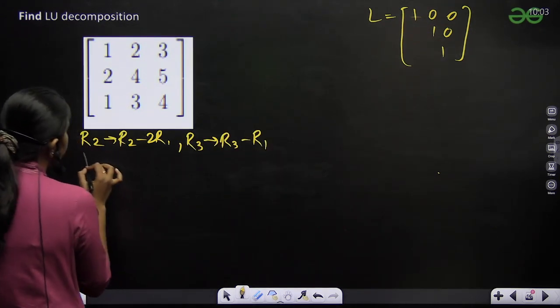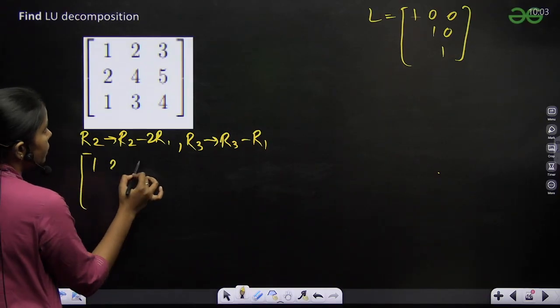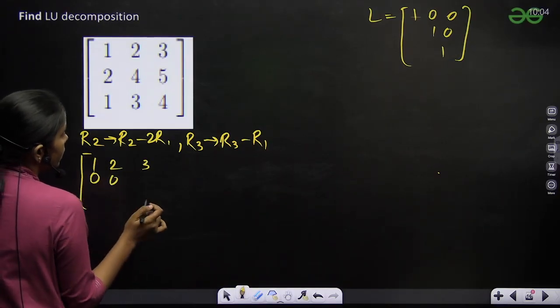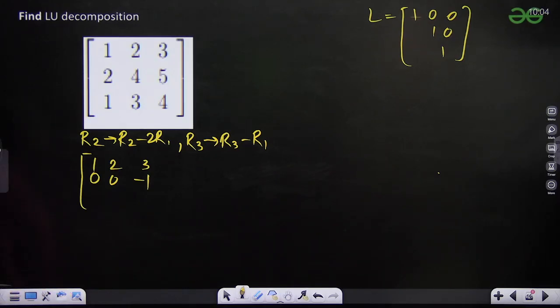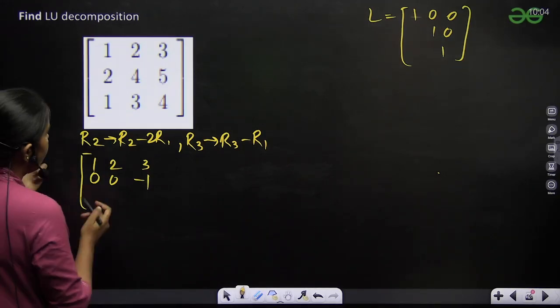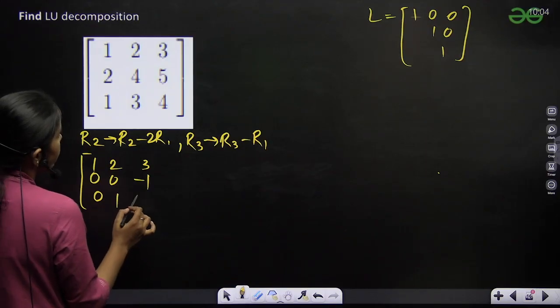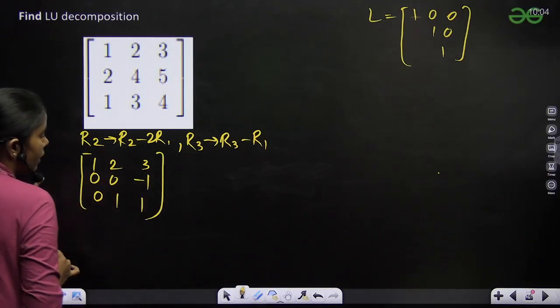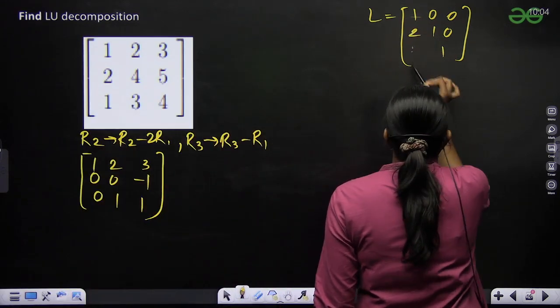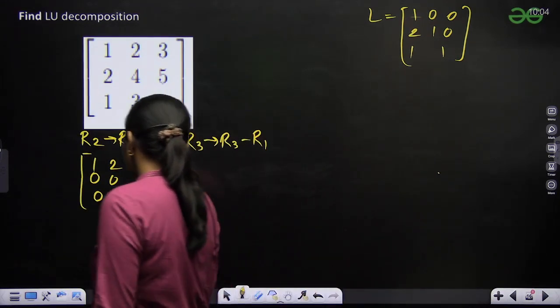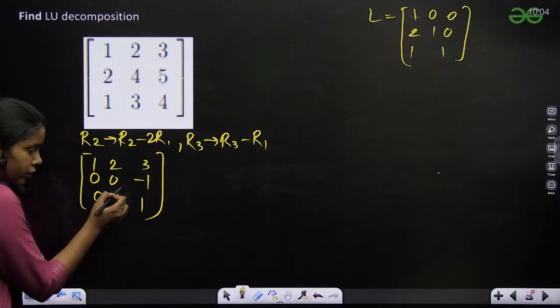I'll get the row reduced matrix 1 2 3, 0 0, 2 3s are 6, so it would become 3 minus 6, 5 minus 6, that would be minus 1, and this would become 3 minus 2, 1, 4 minus 3, that would be 1. So that means here I'll have 2, here I'll have 1. Now the question arises of how I am going to row reduce this 0.